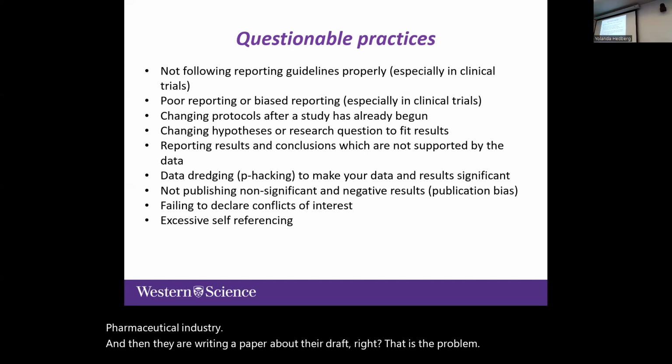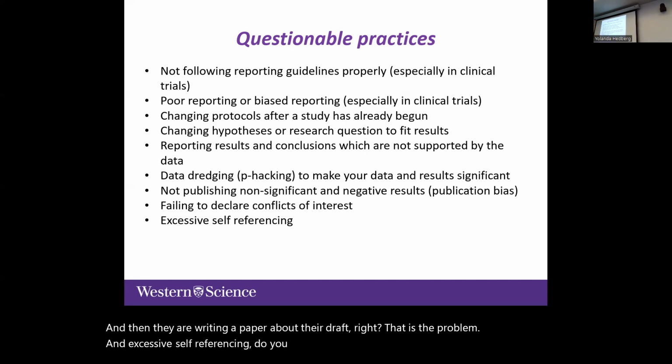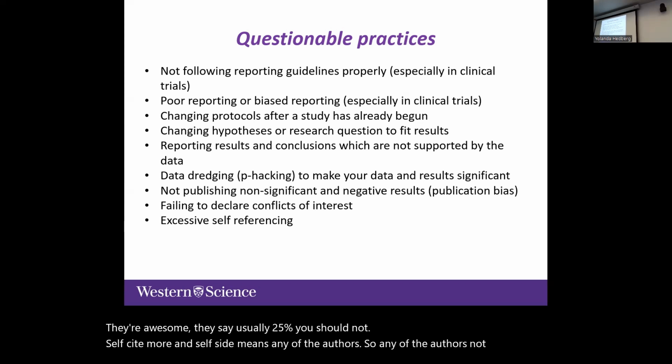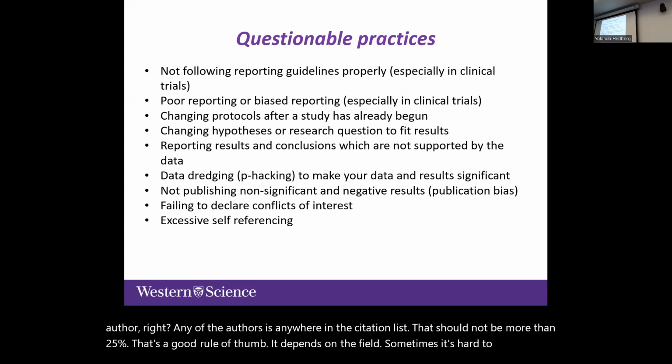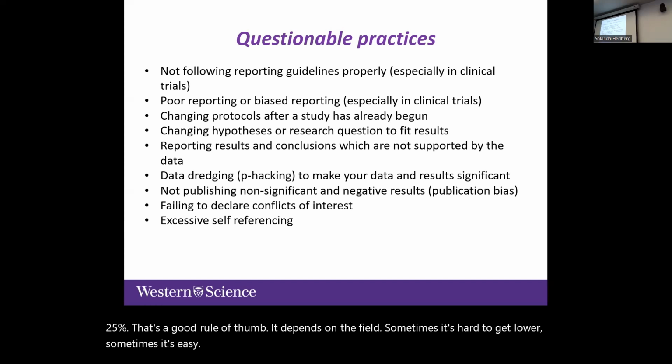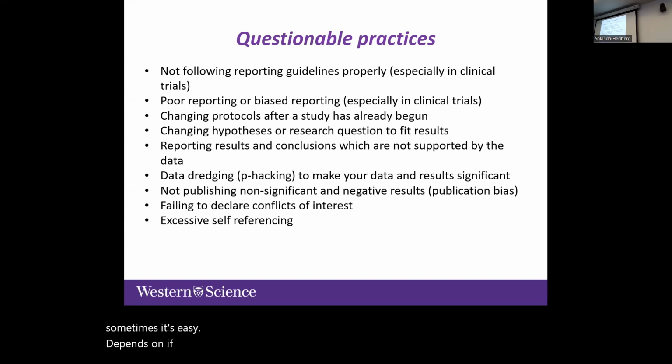Excessive self-referencing. Do you know some journals that have some limits on that? There are some. They say usually 25%. You should not self-cite more. And self-cite means any of the authors. So any of the authors, not only the first author, right? Any of the authors anywhere in the citation list. That should not be more than 25%. That's a good rule of thumb. It depends on the field. Sometimes it's hard to get lower. Sometimes it's easy, if basically your group has done all the work before.